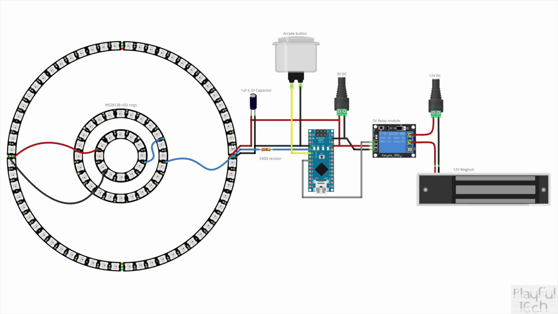So the outermost ring, as I described, is going to pin 2. I've got a 330 ohm resistor in series on that line. That's always best practice whenever you're sending a signal from a microcontroller to one of these rings. Put a series resistor somewhere between 300 and 500 ohms before the first LED. And I've also got a capacitor across the 5 volt and ground lines just before the LEDs as well.